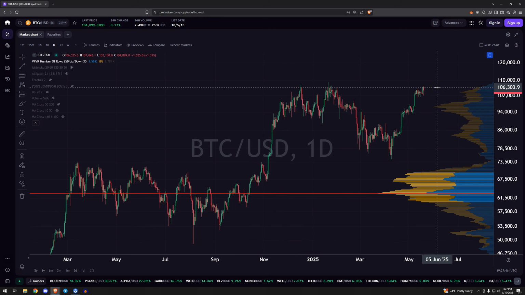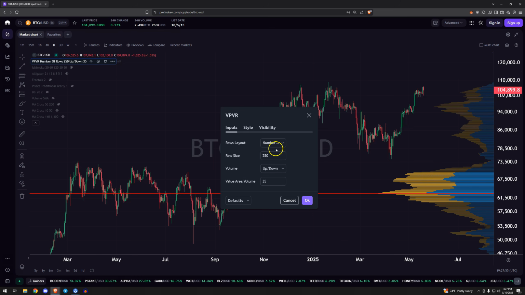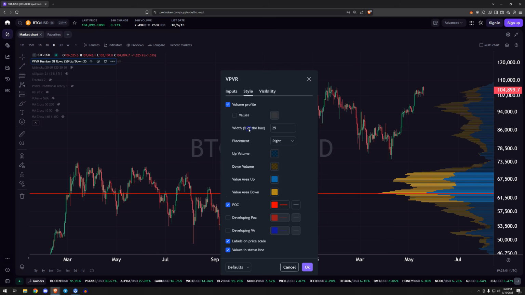Again, you can use this for any market, any time frame, best on higher time frames. This one can be a little finicky depending on how you set it up. This is how I have my row size at 250, volume area at 35, number of rows there, and then style. Again, it depends on what you're looking for, but if you're new to using something like this, you probably want to use something similar to these settings.